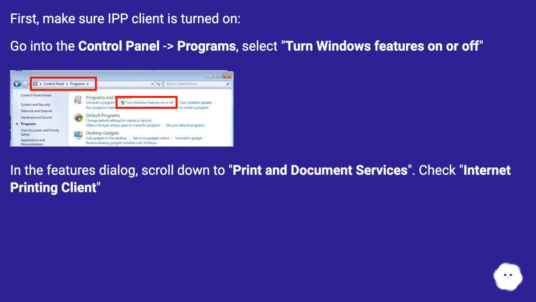First, make sure the IPP client is turned on. Go into the Control Panel, Programs, select Turn Windows Features on or off. In the Features dialog, scroll down to Print and Document Services. Check Internet Printing Client.